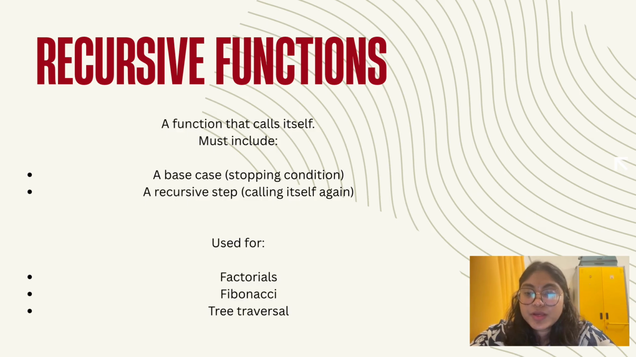There are two important points of recursion. The first one is the base case, which is the condition that stops the function from calling itself and prevents infinite looping. The second one is the recursive case, the part where the function calls itself. Without a base case, the program will run forever and crash.